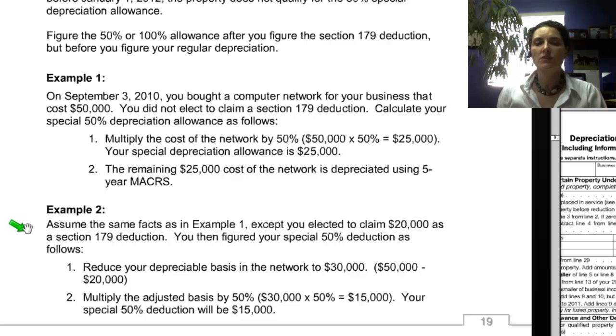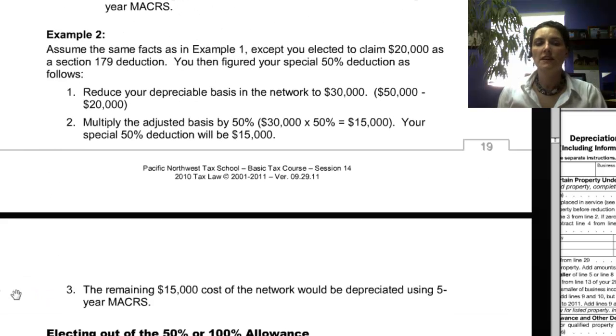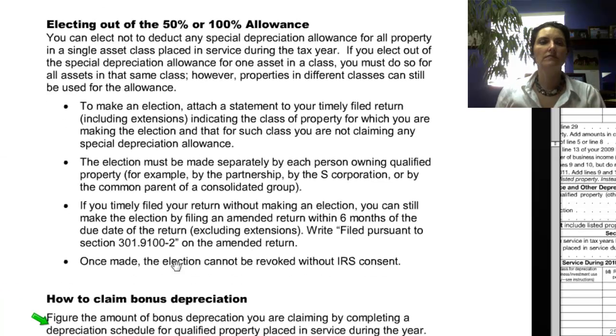Example number 2. Assume the same facts as in example 1, except that you elect to claim $20,000 as a Section 179 deduction. You then figure your special 50% depreciation as follows. Reduce your depreciable basis in the network from $50,000 down to $30,000, and then multiply the adjusted basis by 50%. $30,000 times 50% equals $15,000, and your special 50% deduction will be $15,000. The remaining $15,000 cost of the network would be depreciated using 5-year MACRS.